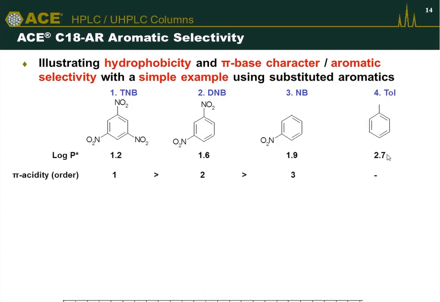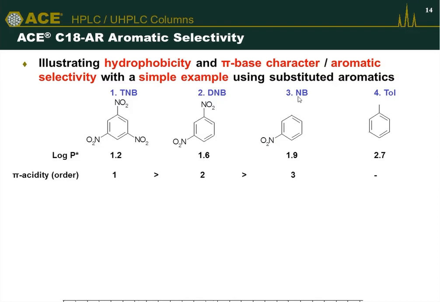Now, if we look at some physical and chemical properties of these 3 analytes in particular, we can see their log P values. Log P is a measure of lipophilicity. You can see that the trinitro substituted species has a log P of 1.2, the dinitro species has a log P of 1.6, and the mononitro species has a log P of 1.9.